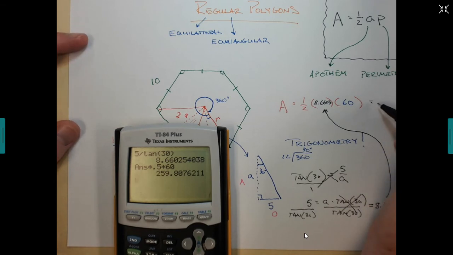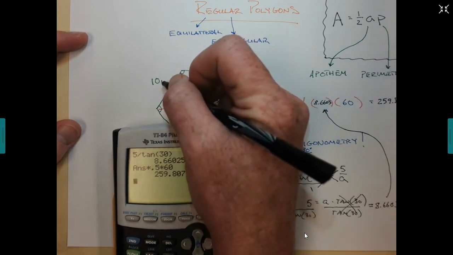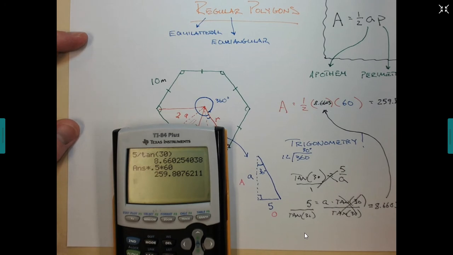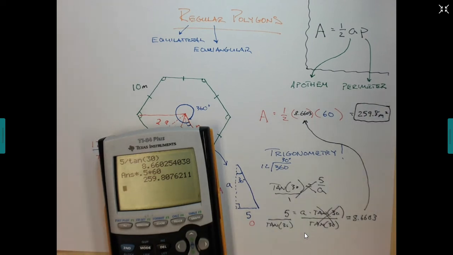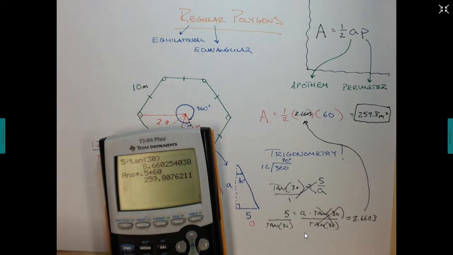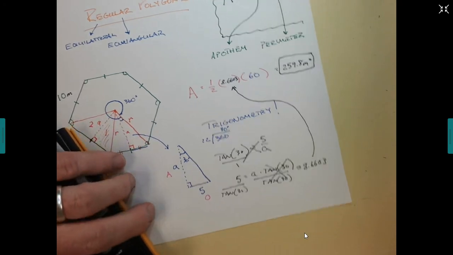Which means the area, if I was rounding to the tens, is 259.8. If I knew this was meters, remember we're doing areas, so this is meters squared. This process will pretty much work every single time. So in case you want to see it one more time, let's take a look here.